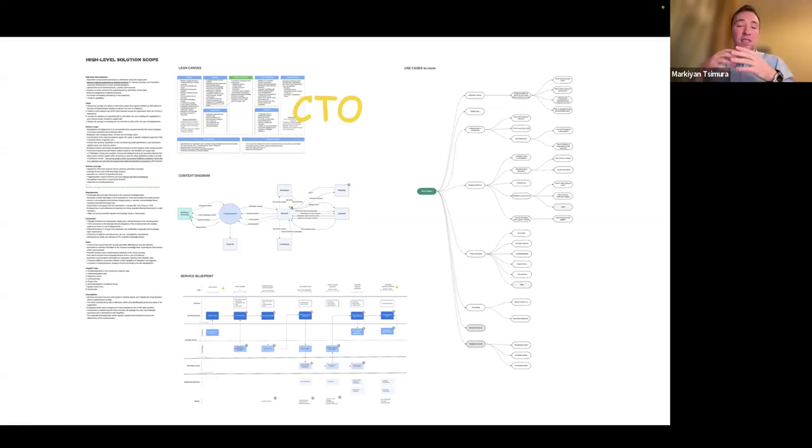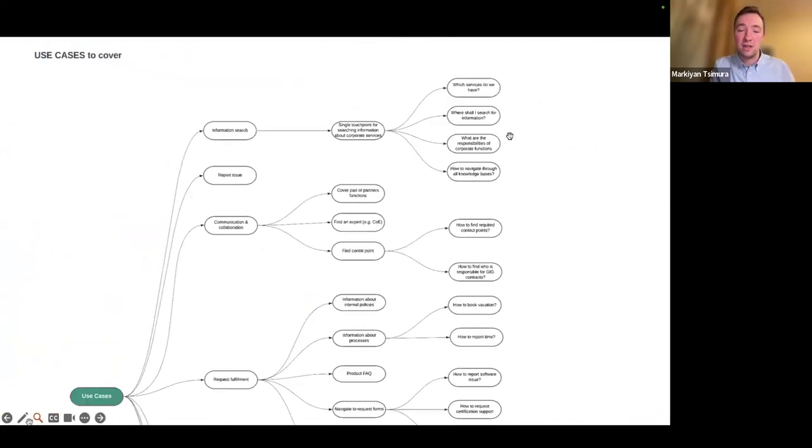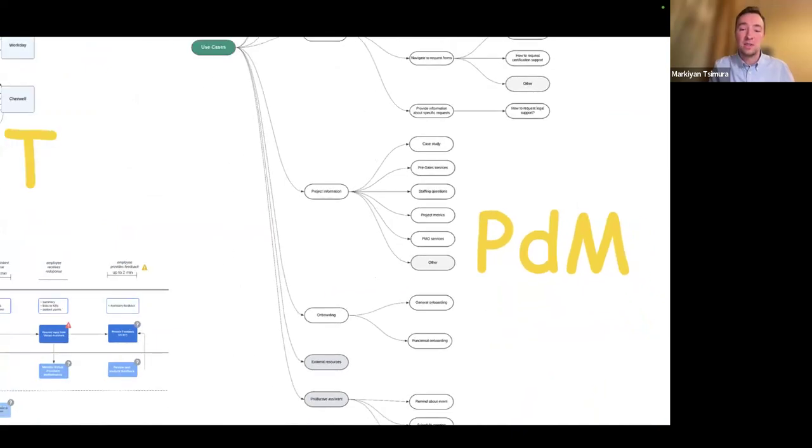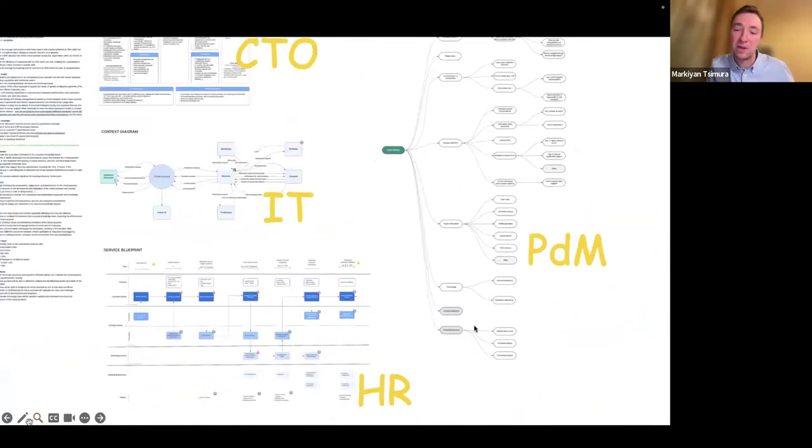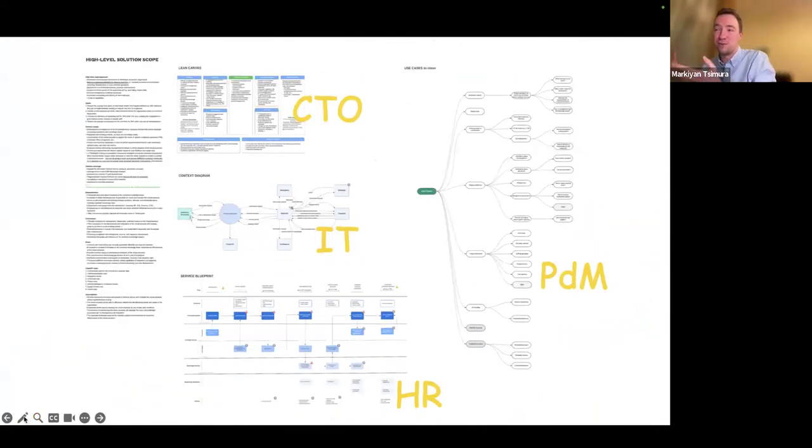With the CTO or CFO, they will be interested in the lean canvas or maybe some other canvas. And with the context diagram, you're going to work with IT. And with the service blueprint, you're going to work with HR. And with the decomposition, you're going to work with your product manager, delivery manager or project manager, because you've got to do this work breakdown structure. And all those use cases that we have here are going to turn into some, at least maybe those highlighted with gray, as far as I remember, they were not implemented because they were out of scope.